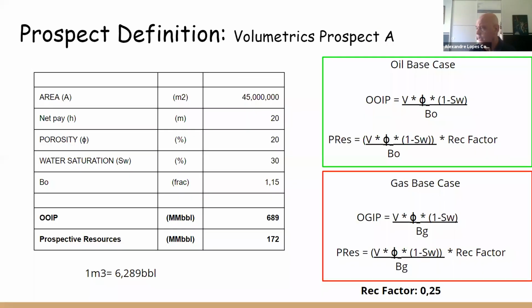Okay, the prospect definition. You can use this formula for oil base case and gas base case, and so you calculate the area where you got in the map, the net pay, the porosity from the closest well, the petrophysical data of the closest well, and so you got everything and calculated your original oil in place and the prospective resource, and so you got your prospect, your volumes.